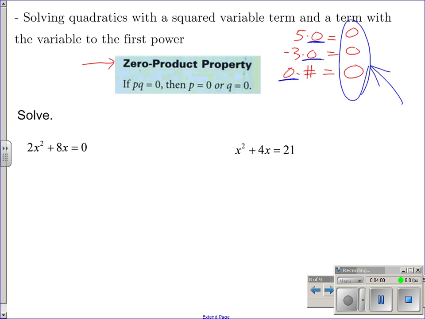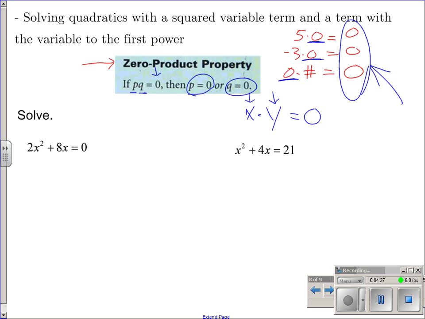So this is what we're doing. We're setting our functions equal to 0 so that when we factor them, we have a quantity x times another quantity y to get 0. That means either the x has to be 0 or the y has to be 0. That's what the zero product property says: if p times q equals 0, then either p equals 0 or q equals 0. P and q were the factors, the things multiplied together.